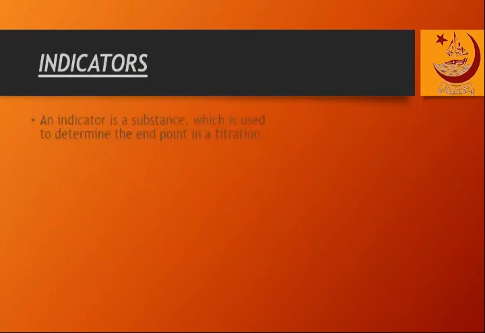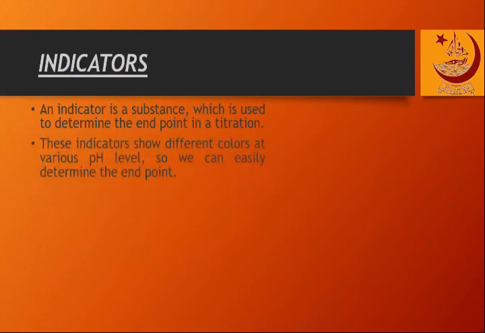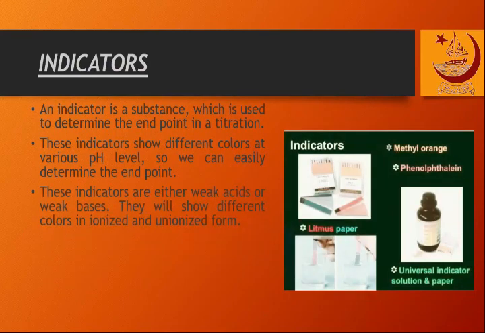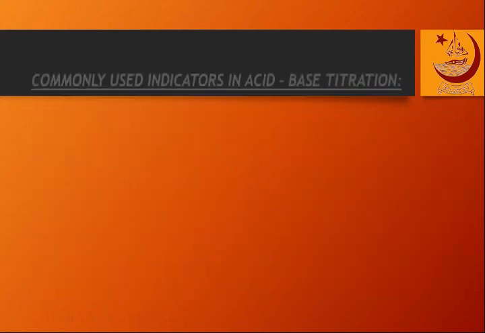Now, what is an indicator? An indicator is a substance which is used to determine the end point in a titration. These indicators show different colors at various pH levels, so we can easily determine the end point. These indicators are either weak acids or weak bases. They will show different colors in ionized and unionized form. These indicators are used in dilute solution form. Indicators are selected on the basis of pH change near the end point.